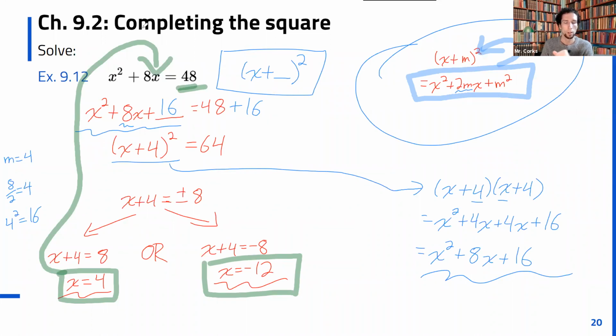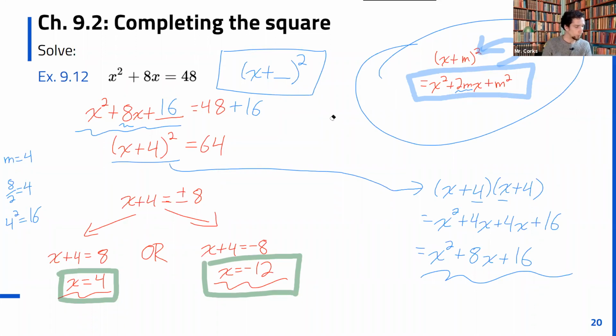Both of these are our solutions for x here. Again, because it's an x squared, we're going to have two different values that are possible solutions. Okay, so that's the completing the square method. Remember the thing that we have on the right here: x plus m squared is equal to x squared plus 2mx plus m squared. We just want to go backward, so find the number that we can put in there that will let us go backward with that one.